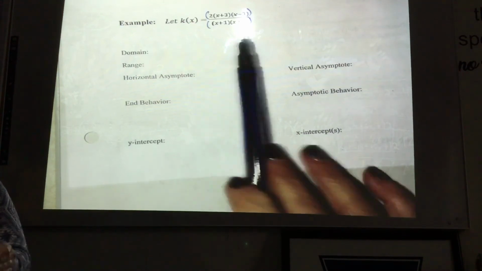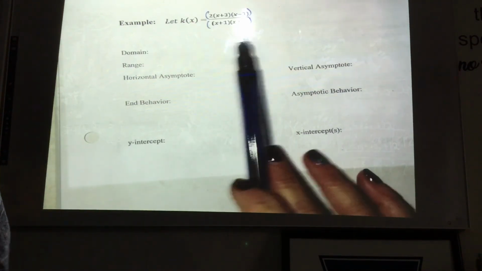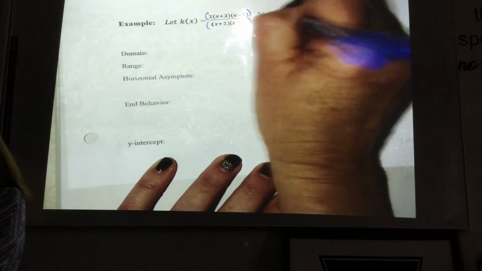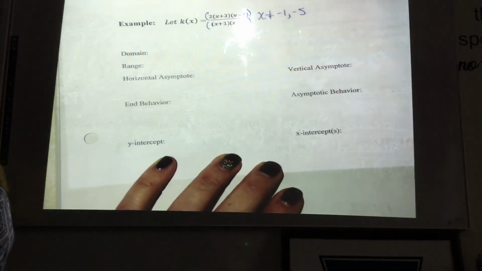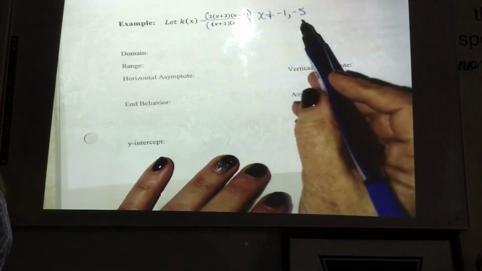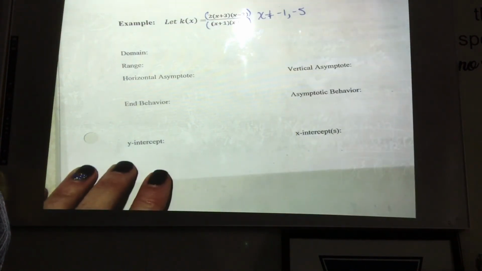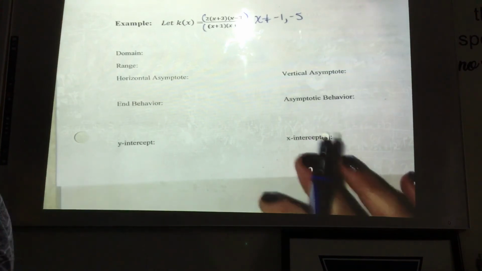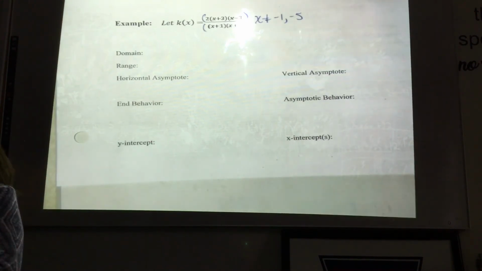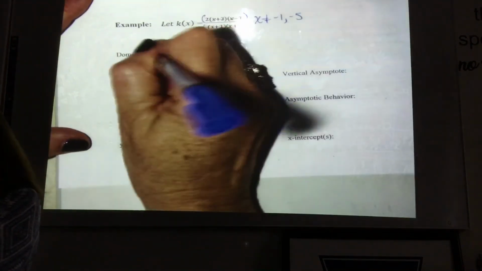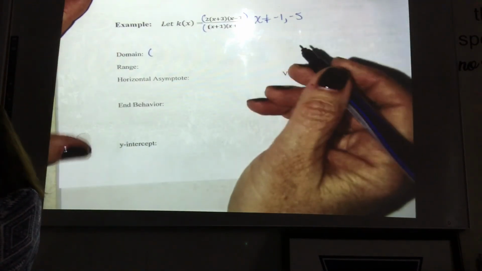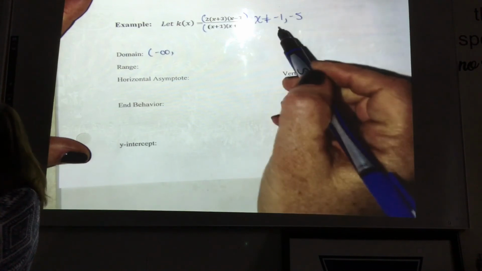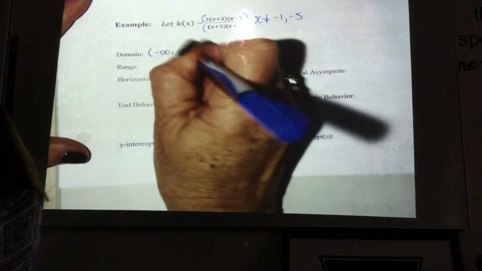So, just looking at this algebraically, what are my restrictions for this function? What can x not equal? Negative 1, negative 5. x cannot be negative 1, x cannot be negative 5. So therefore, that leads me straight into my domain. And again, writing my domain, I write it from least to greatest. Which is larger? Negative 1 or negative 5? Negative 1 is larger.